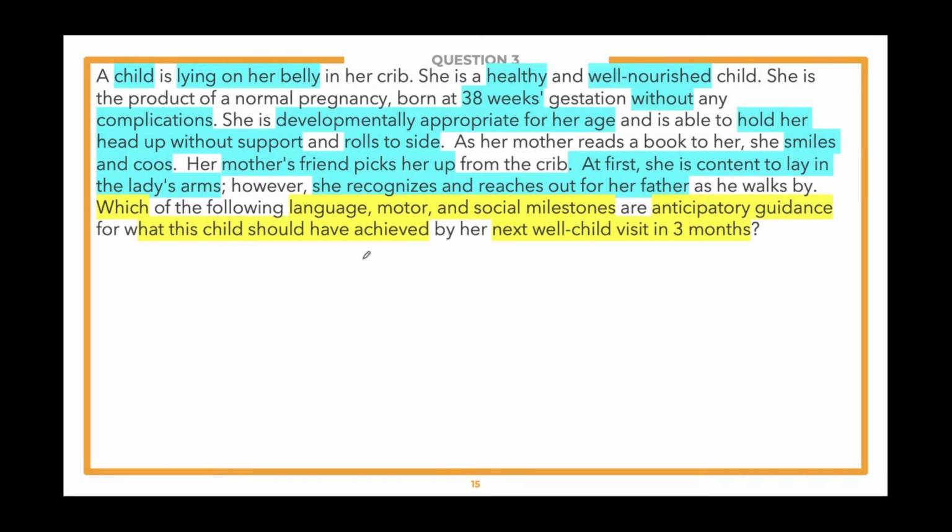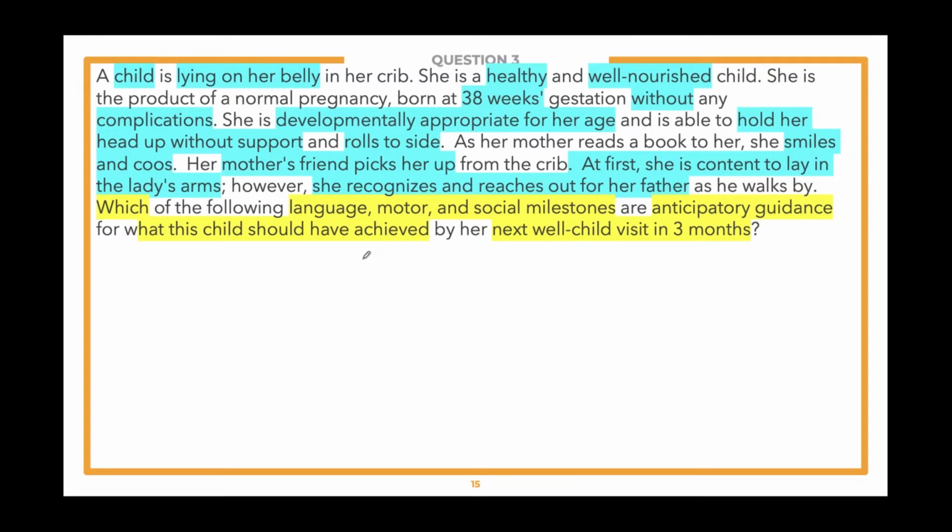So they tell us the child is lying on her belly, born at 38 weeks, she's healthy, no complications, appropriate for her age. And then they tell us some other things that she's able to do. She's able to hold her head up without support. She can roll to the side. She smiles and coos. She recognizes her father as he walks by, but also is content laying in the stranger's arms. So these are all things that you would need to pick up on to be able to say, hey, this child is meeting or not meeting her milestones, and most likely at a certain age.